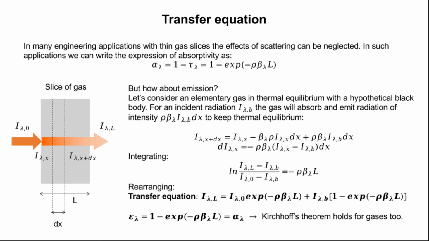By observing the transfer equation, we can see that epsilon lambda, which is equal to 1 minus the exponential of minus rho beta lambda L, has the same expression of alpha lambda. So, we can conclude that the Kirchhoff's theorem holds for gases too.